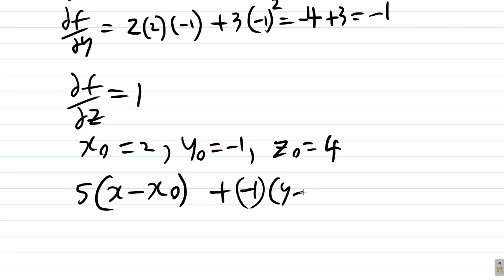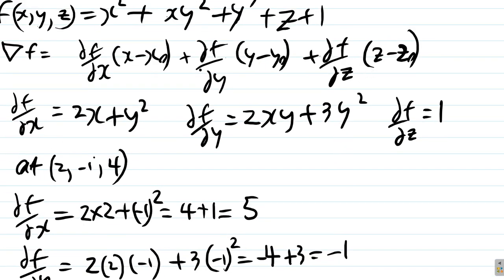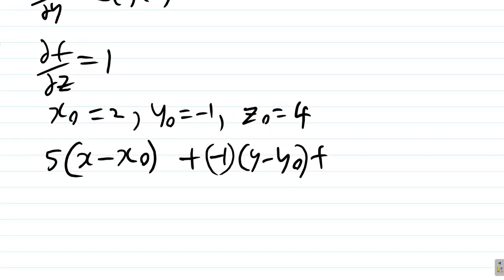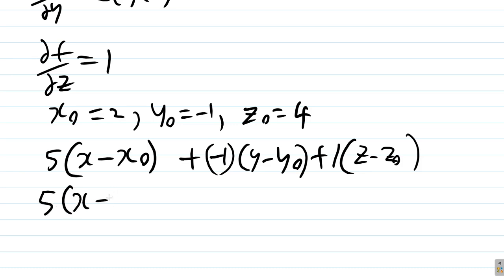Minus 1 times y minus y naught, plus then we have the partial of f with respect to z. What was it again? It was 1 plus 1 times z minus z naught. Alright? But then we can make a little change now. And we say this is 5 times x minus 2, minus 1 times y minus -1. But of course, y minus -1 can be written as +1.